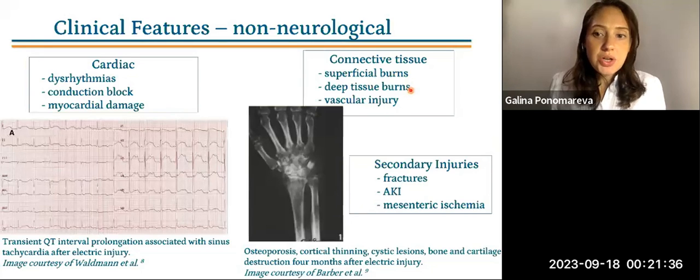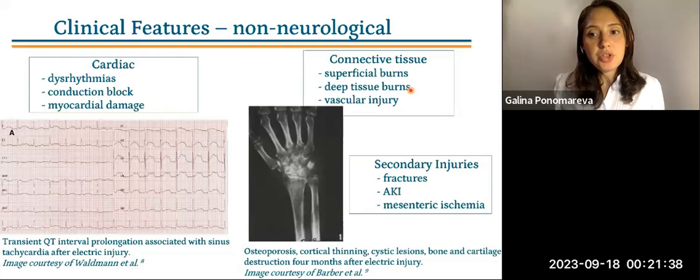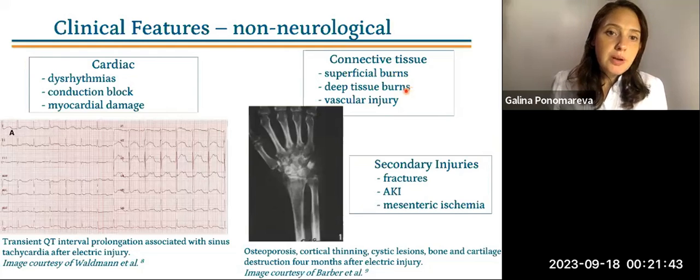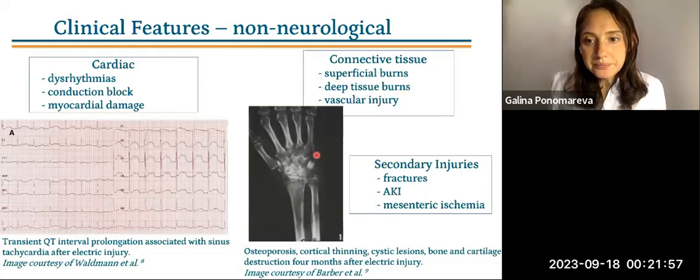We can also see destruction of the bone matrix through osteoporosis or osteonecrosis. This is an example of an X-ray taken from a patient 4 months after electric injury, and you can see the cortical thinning, the destruction of the bone matrix itself with these shadowed areas showing bone destruction.